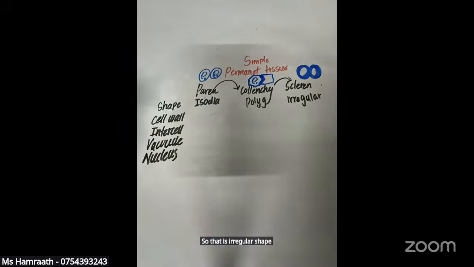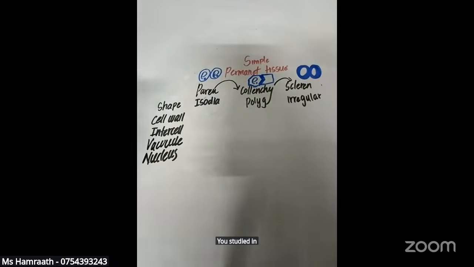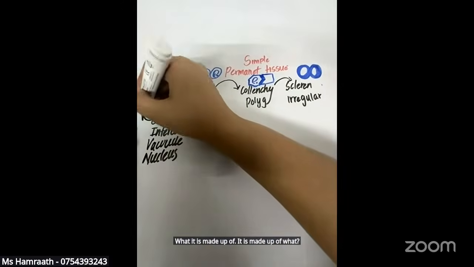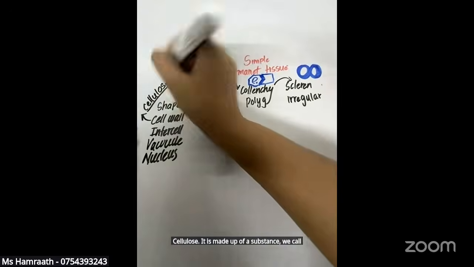Now, first of all, I have to ask you a question. You studied in grade 10, unit 1, right? The cell wall is made up of what? It is made up of a substance we call cellulose.